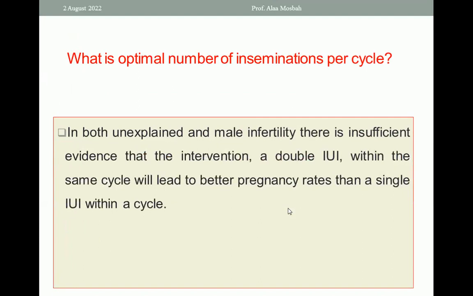What is the optimal number of inseminations per cycle? How many IUIs can I do in the same cycle? In both unexplained and male infertility, there is insufficient evidence that double IUI within the same cycle will lead to a better pregnancy rate than a single IUI within a cycle. So there is no evidence that if I did IUI twice in the same cycle, the pregnancy rate will be better than if I did IUI once per cycle. So use it once per cycle.